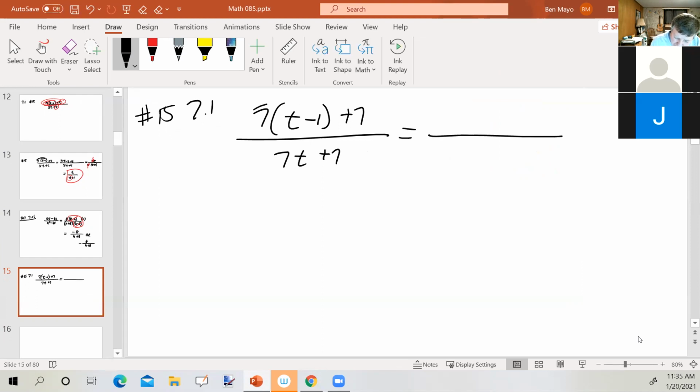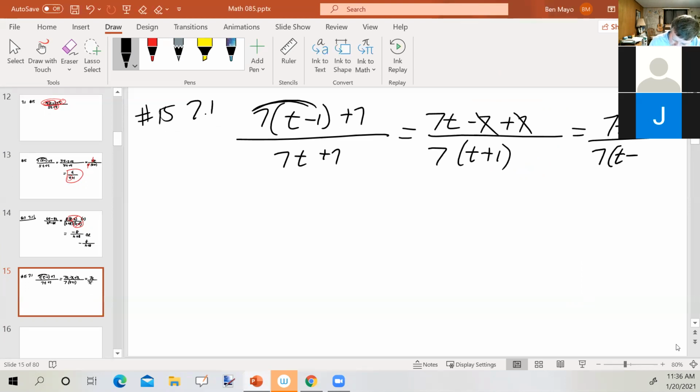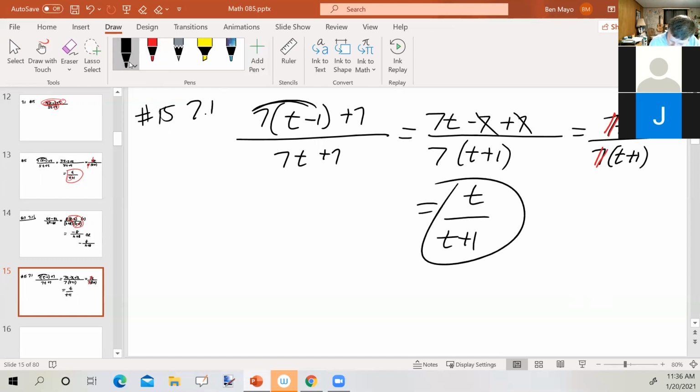So simplifying the numerator, 7t minus 7 plus 7, or 7t, because these would cancel. Factoring a 7 out of the denominator, 7 times t plus 1. So far, so good. We can reduce out the common factors of a 7, and we're left with t over t plus 1. All righty.